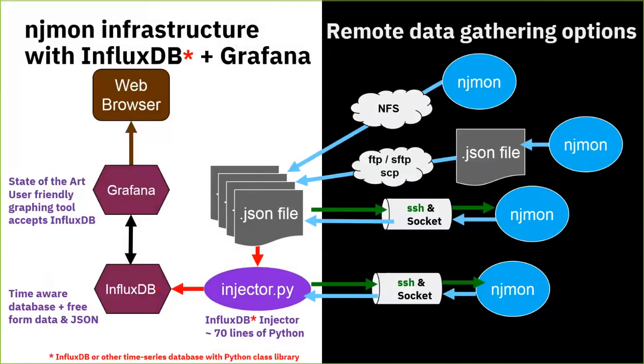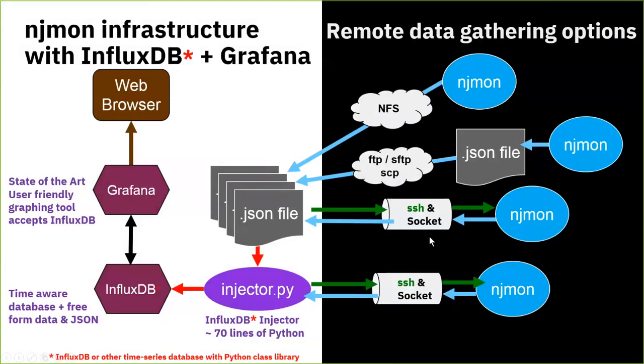Okay, so this is looking at my infrastructure diagrams. You can capture NMON data locally and maybe over NFS, send that to your admin machine. We could use FTP or SCP or even Secure CP, a copy to actually move the JSON file over here when you're done, or at regular intervals.